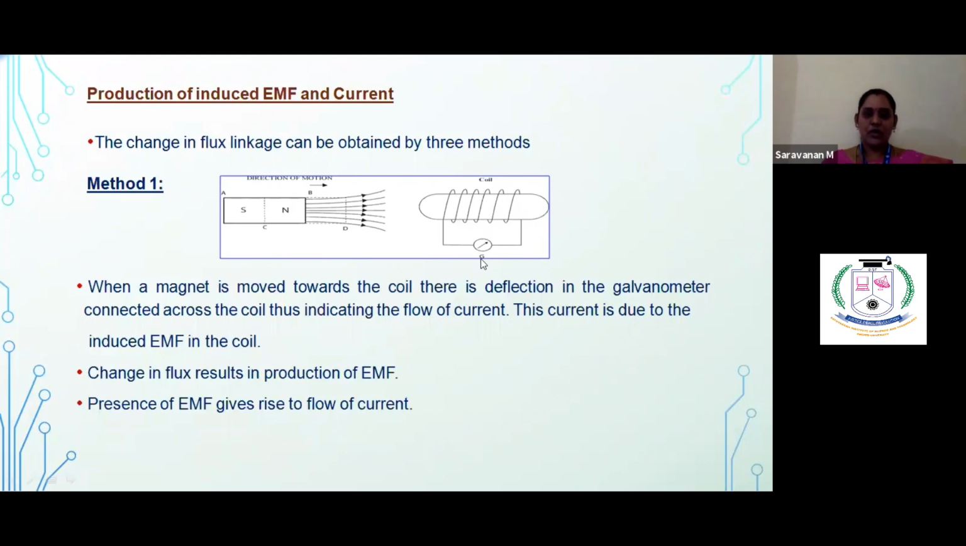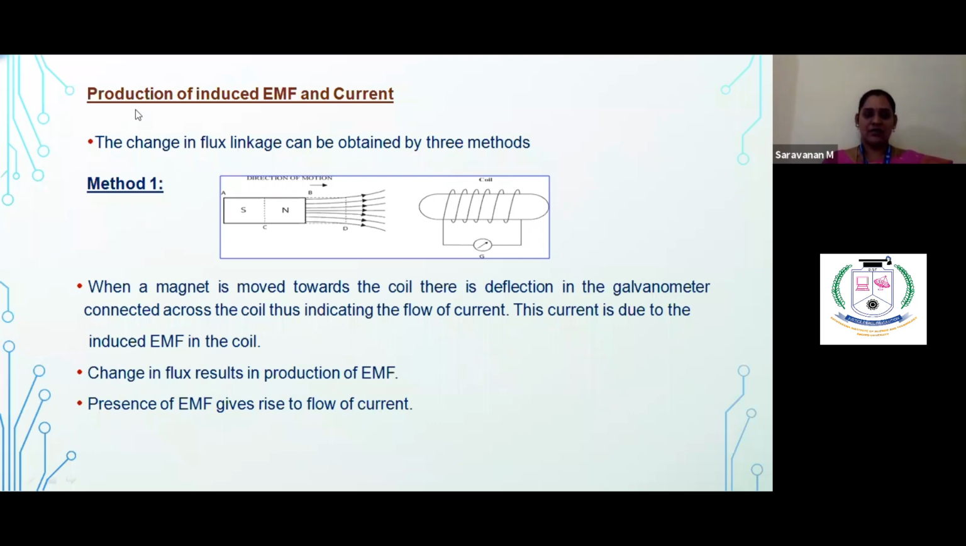Why do you have this deflection on the galvanometer? According to Faraday's law of electromagnetic induction, when you move the magnet towards the coil, the flux is changing in the coil. Similarly, when you move the magnet away from the coil, the flux is changing in the coil. What do you mean by electromagnetic induction? Whenever the flux linking with the coil is changing, you will have an EMF produced. EMF is nothing but your electromotive force. So this is how your EMF is produced.